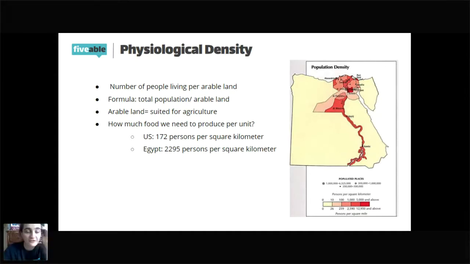So, okay, if we have the U.S., we have 172 persons per square kilometer of land.